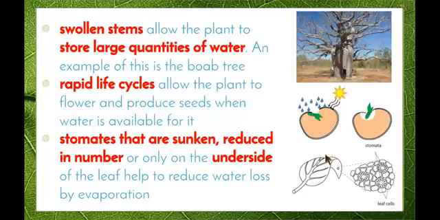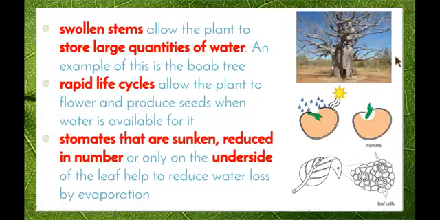Swollen stems, like this one here, this is a boab tree. This is the stem of the plant, and this is a person down here, just to give you a bit of perspective. This part of the plant is able to store large quantities of water. As we can see from the picture, this plant is in quite an arid environment, so there isn't a great deal of water available. When there is water available, the stem fills up with water to some extent and then keeps that water there to try to keep the plant alive.